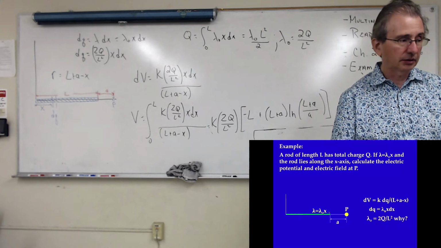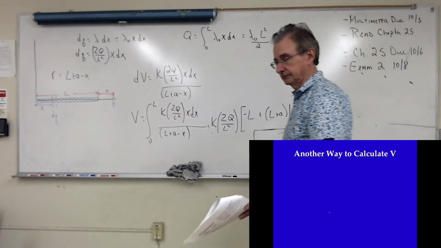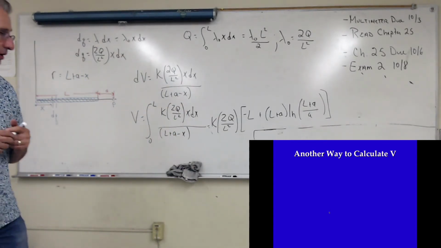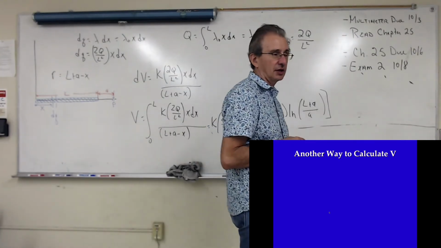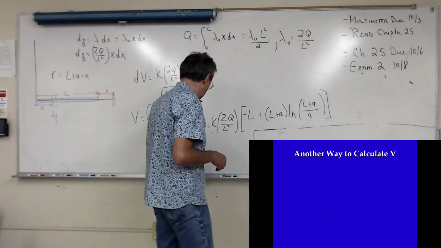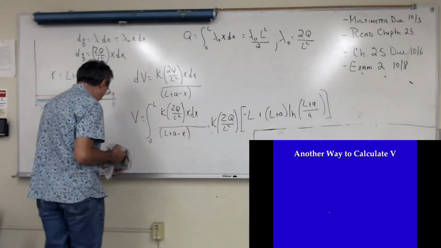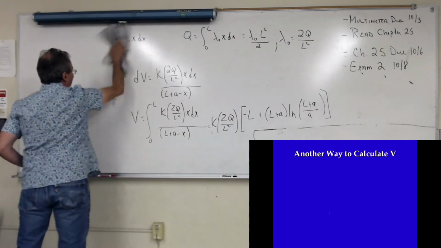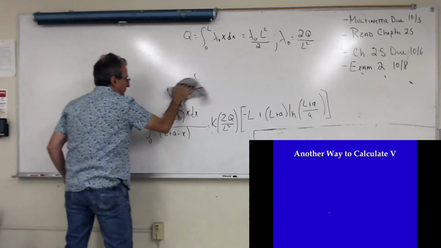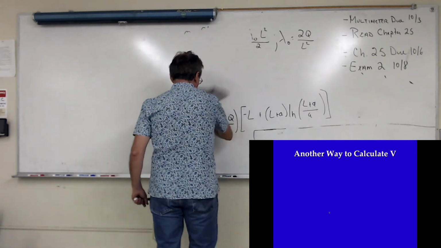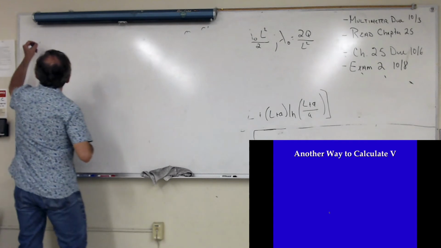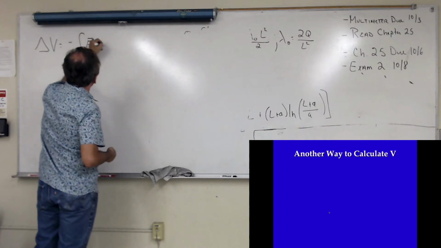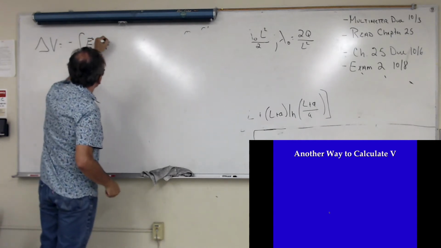Let me give you another way to calculate V, without using the equation for a point charge. We define the electric potential in the following way. Actually, the electric potential difference. We define the electric potential difference as this integral.